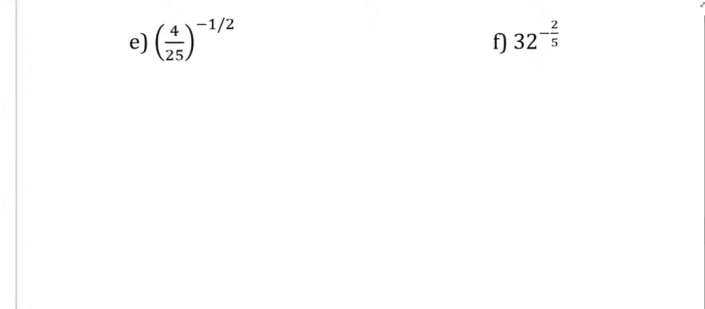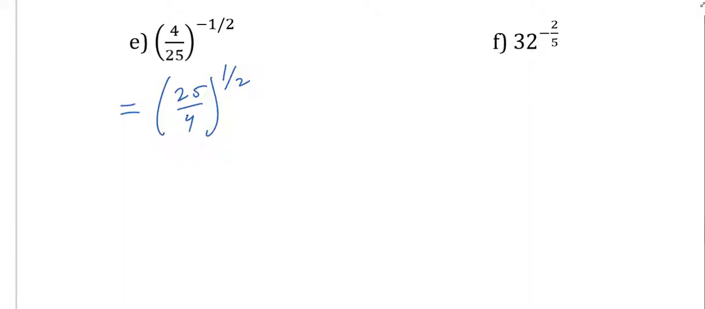So what I'm going to do to begin this question is I'm just going to handle the negative. Some people might think, oh my gosh, that's too many steps to write out. And as long as you know what you're doing and you're getting the right answer, it's fine. So I'm going to just handle the negative. So I end up with 25 over 4 all to the positive 1/2.